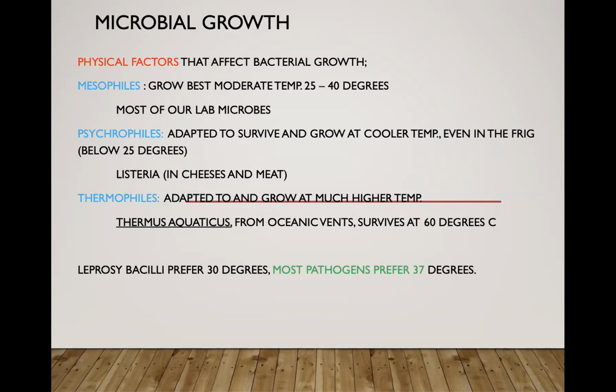Psychrophiles are those that are going to survive in cold temperatures, and mesophiles are going to be in the middle, looking for a more mild temperature range of about 25 to about 40 degrees C. So you should be able to identify and distinguish between microorganisms in terms of these physical factors. Temperature is one physical factor that affects bacterial growth.